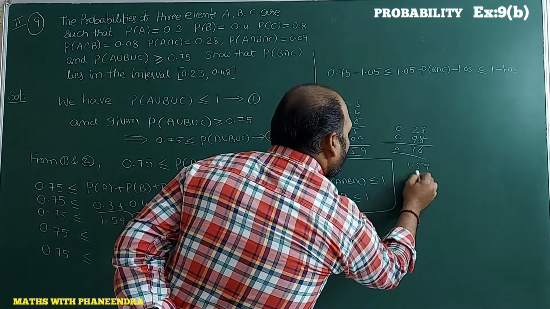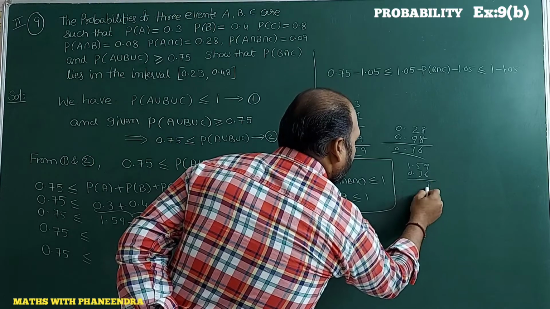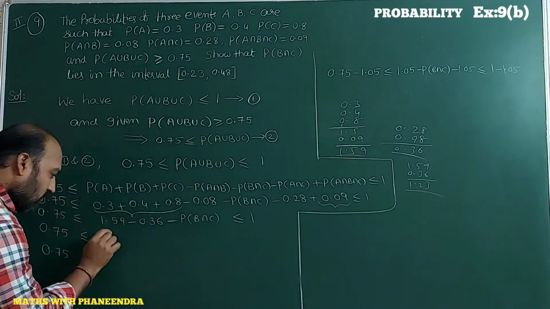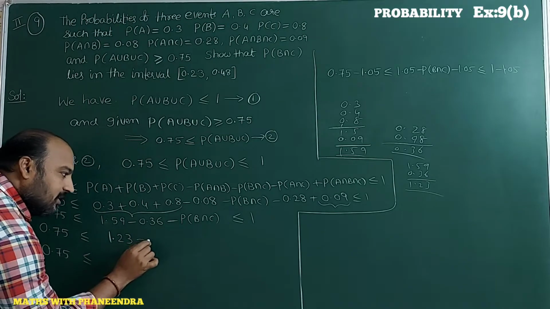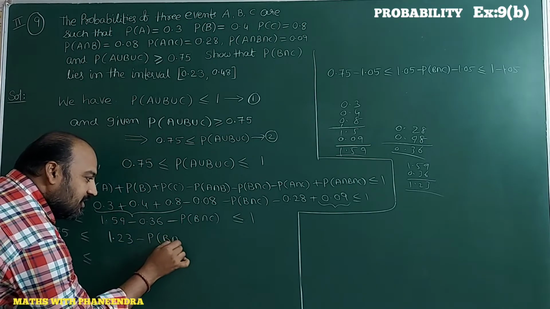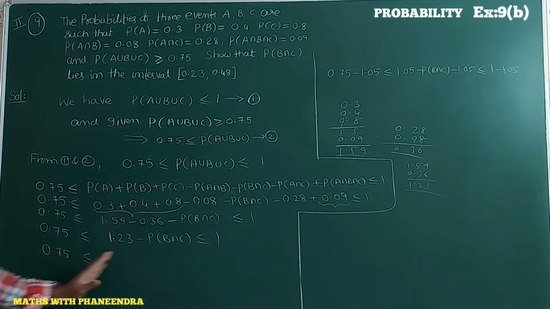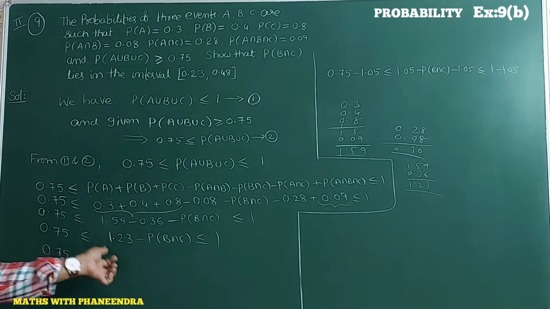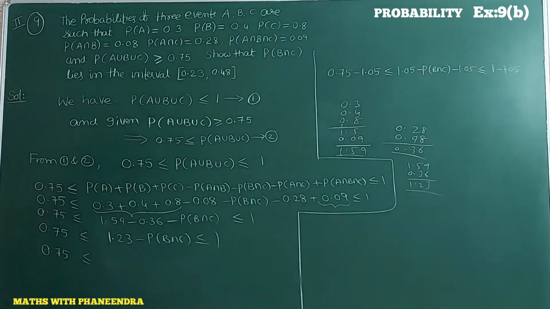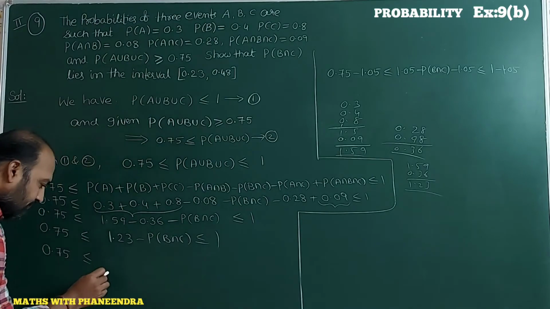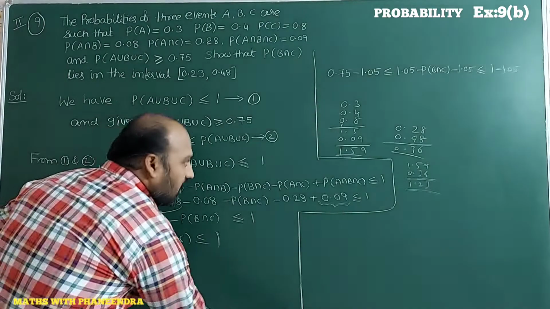1.59, 0.36 if you subtract, so 1.23 here. 1.23 minus P of B intersection C is less than or equal to 1. How much do we have to subtract on both sides? 1.23 we can subtract in every term. So 0.73, here I will write it.